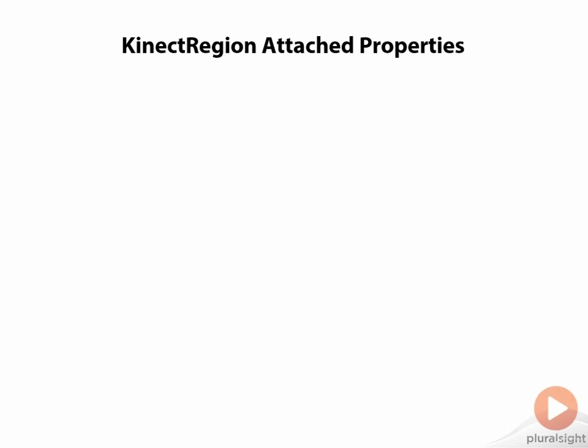The Kinect region control defines one last set of properties. These are attached properties, useful for when you are creating your own Kinect-enabled controls. The isPrimaryHandPointerOver property is analogous to the isMouseOver property, and it is set to true when the hand cursor is over your control.